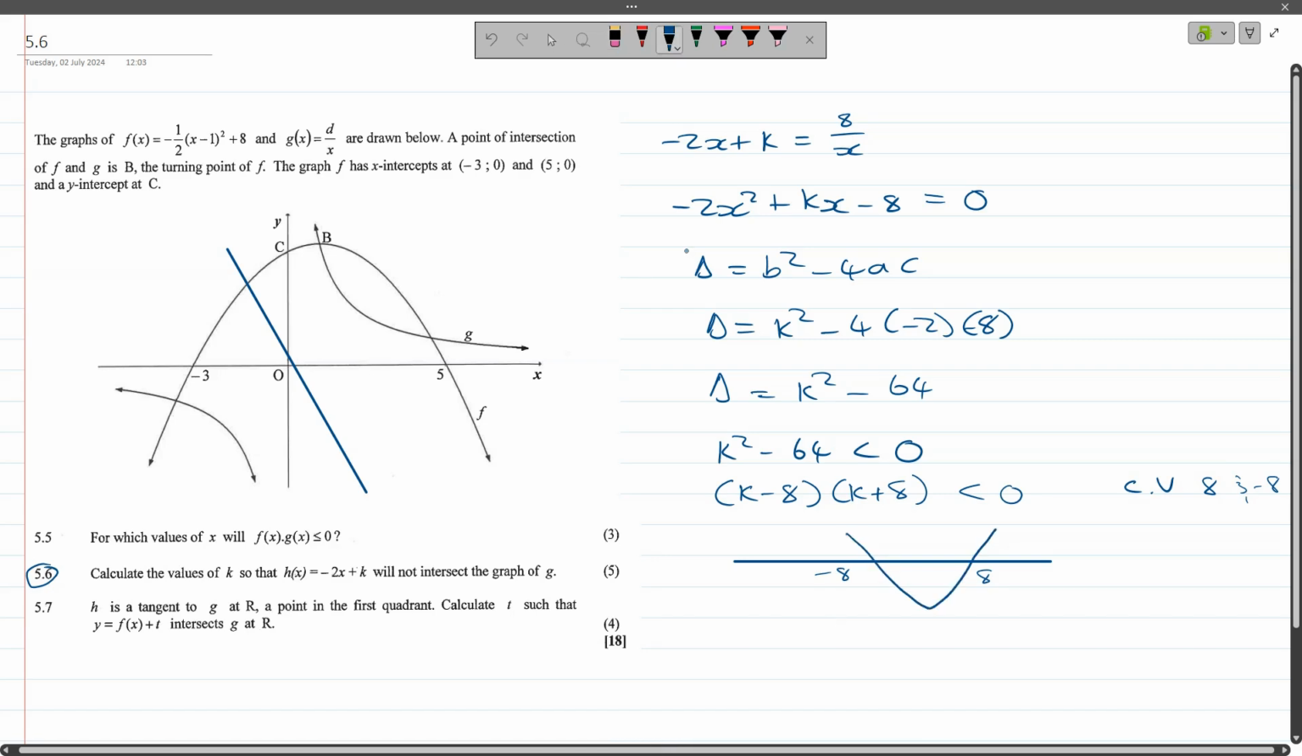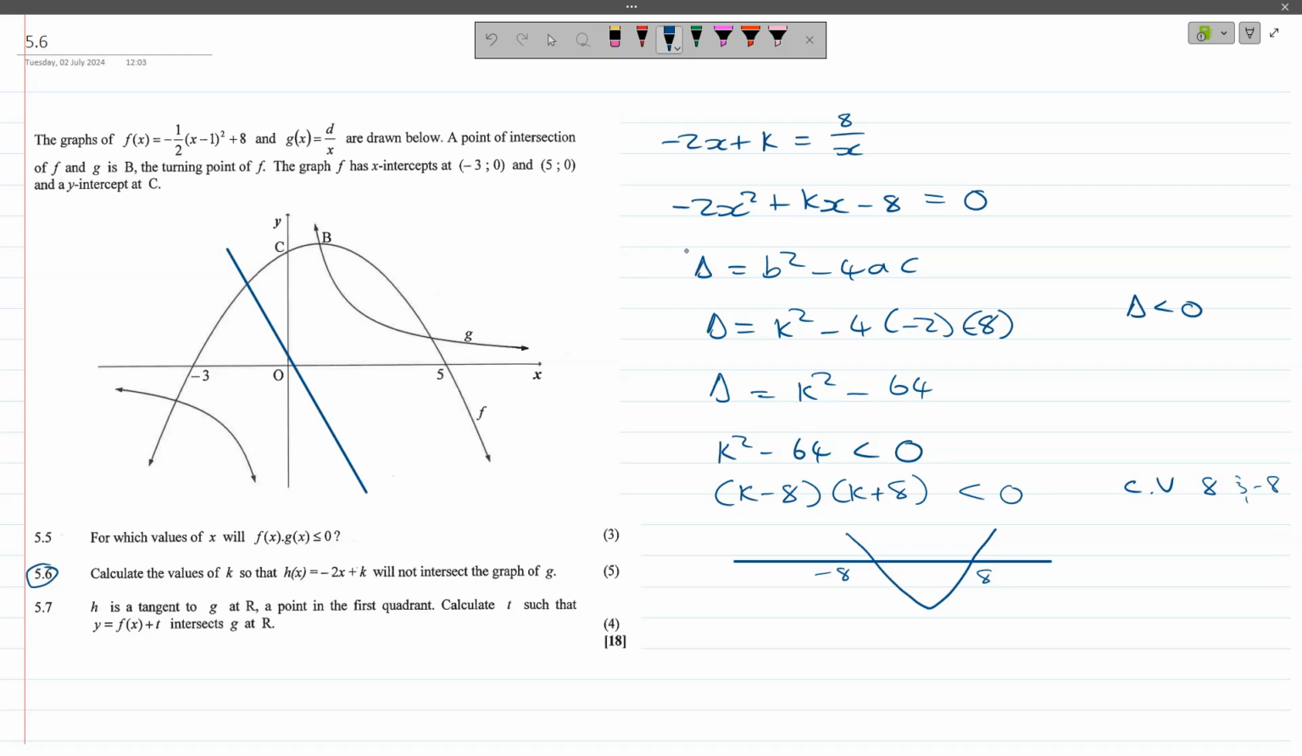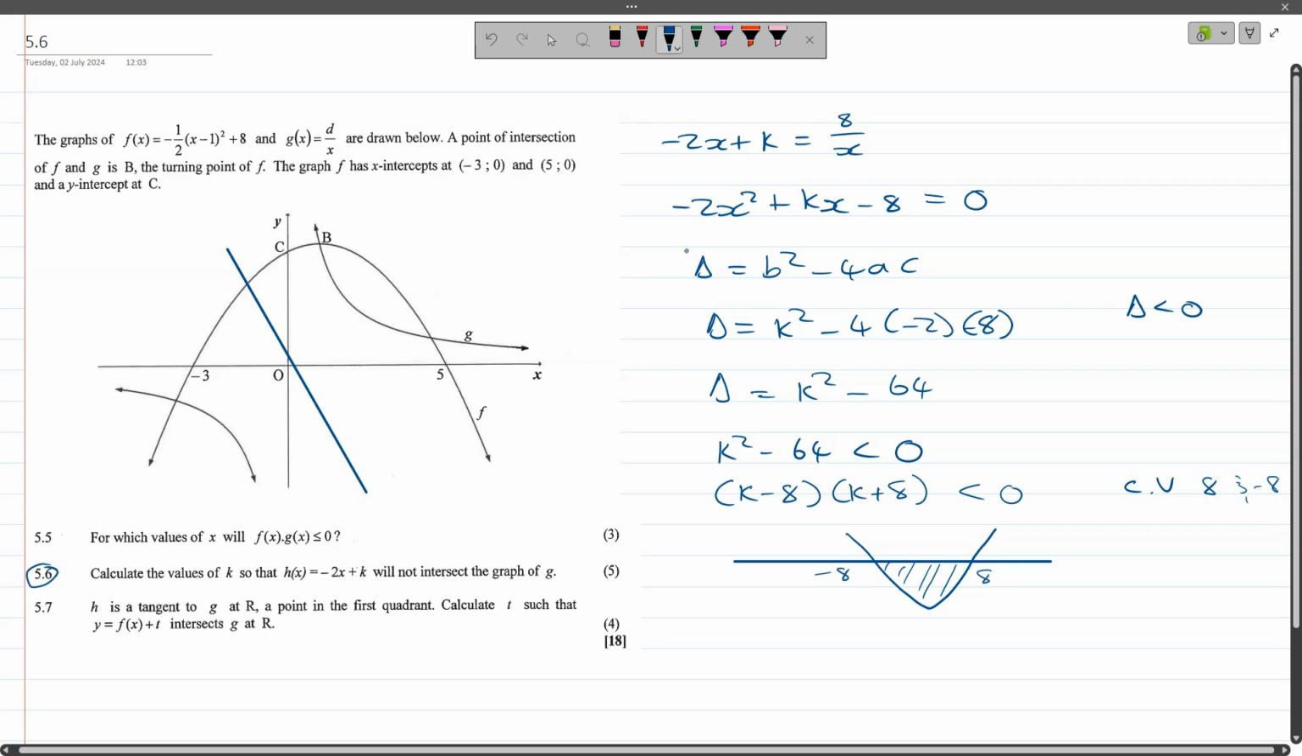parabolic function. And remember, we're looking for the region where it's less than 0, because the discriminant being less than 0 describes the region of no real roots. So no intersections happening in this case. And that happens in this region. So we basically want k to be greater than minus 8, but less than 8. That means it must be bouncing within this region over here.